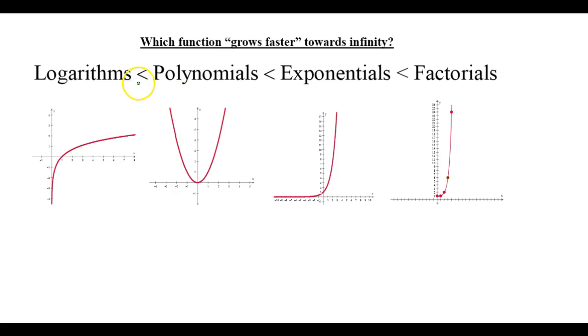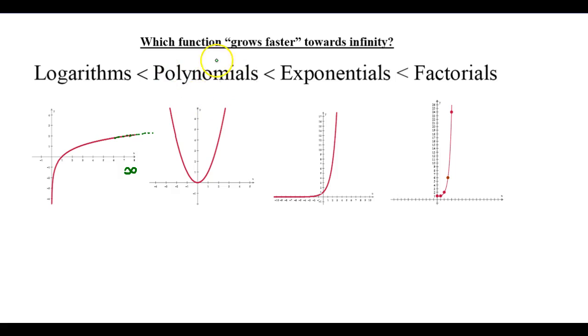The next thing we're going to do is analyze which function or class of functions grows faster as I head towards infinity. So this is a little inequality tree that determines which functions are bigger than other functions as we head towards infinity. The smallest growing function is logarithms. Here I have drawn the natural log function, and as we head towards positive infinity, we can see that this logarithm is heading towards infinity. It's going to keep going and going and going up, but it's growing pretty slowly.